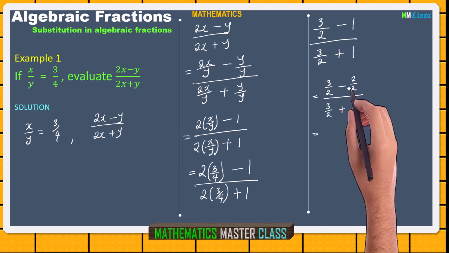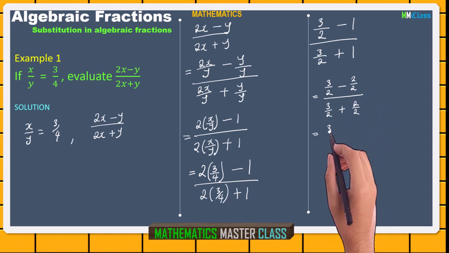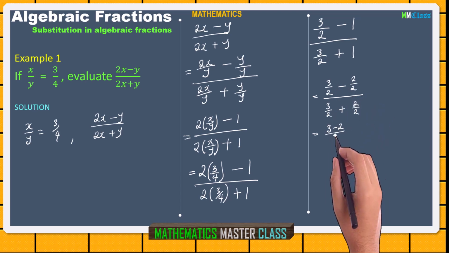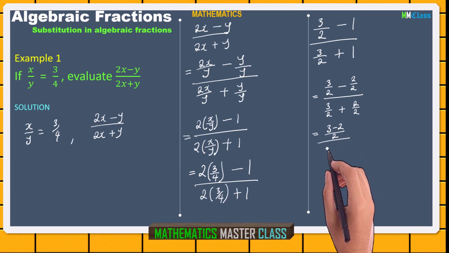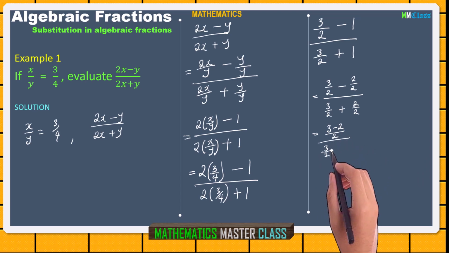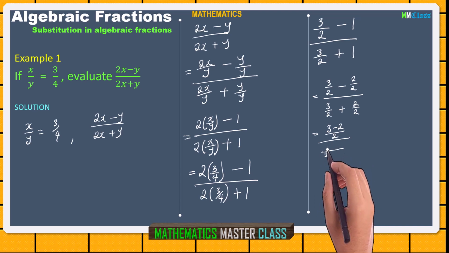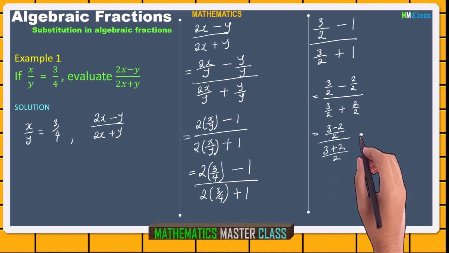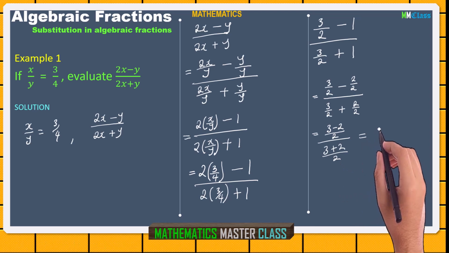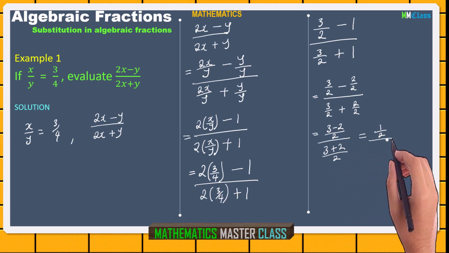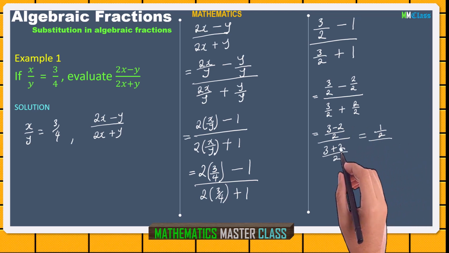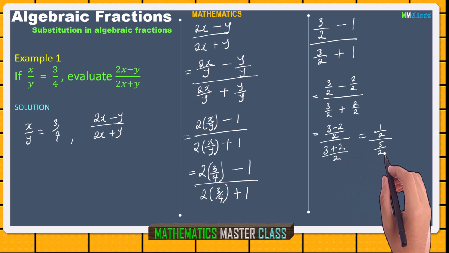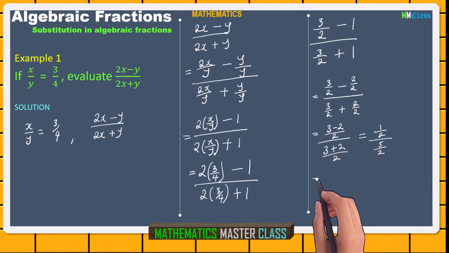Since they are now like fractions, we can add or subtract the numerators. That will now be 3 minus 2 all over 2, to be divided by 3 plus 2 over 2. 3 minus 2 gives us 1 over 2 all over 3 plus 2 which gives us 5 over 2. So this is what we have now.